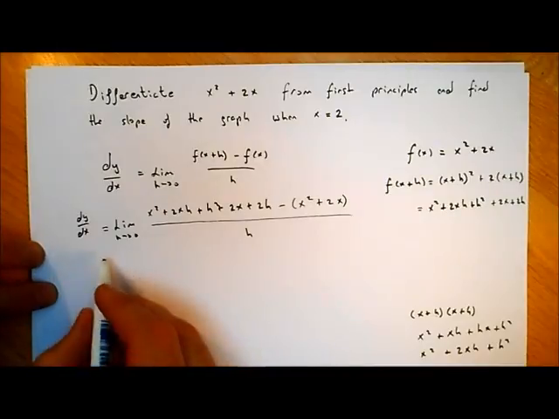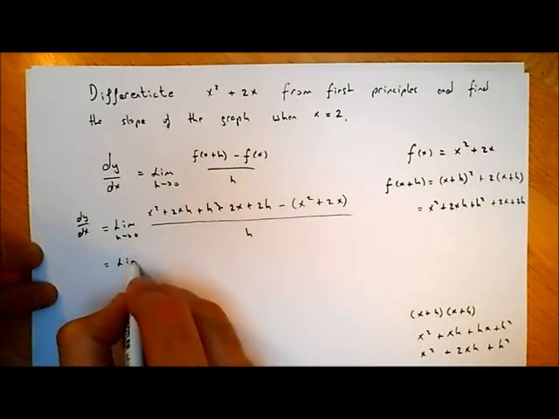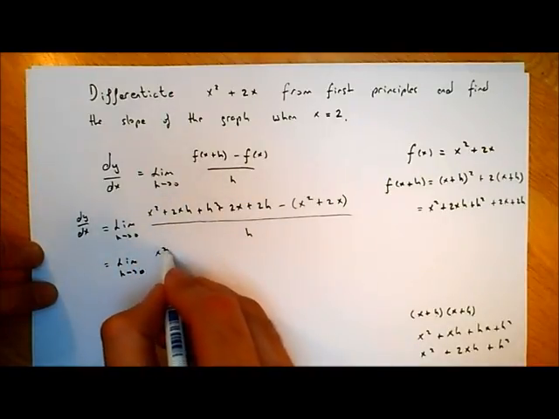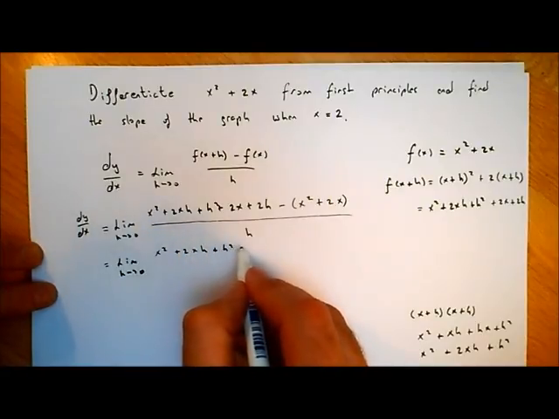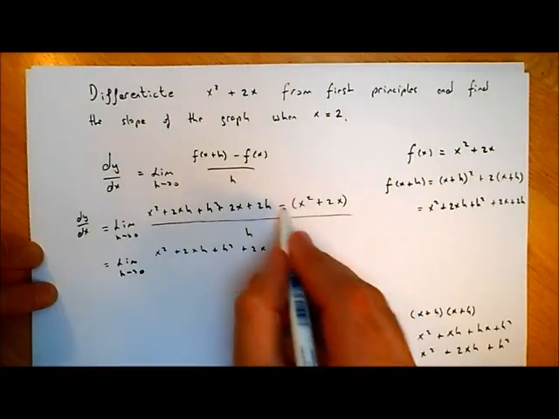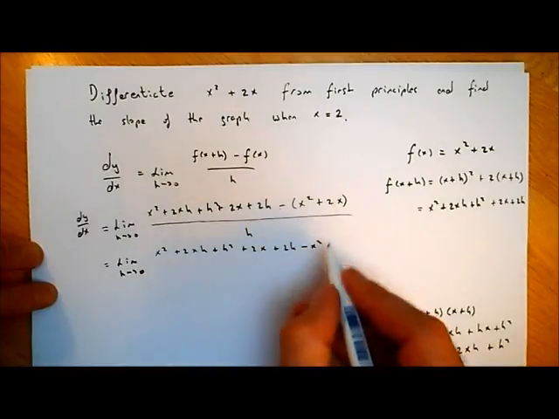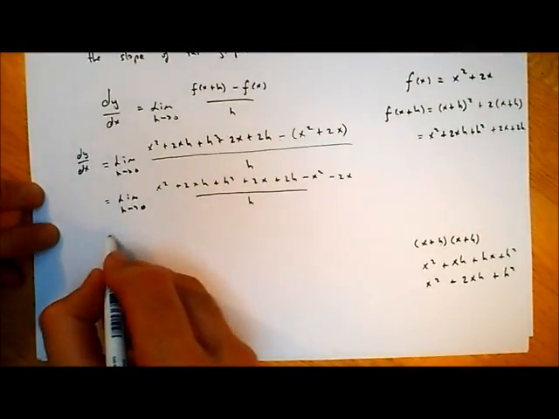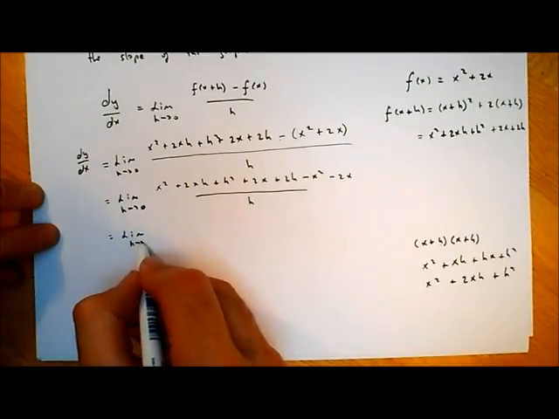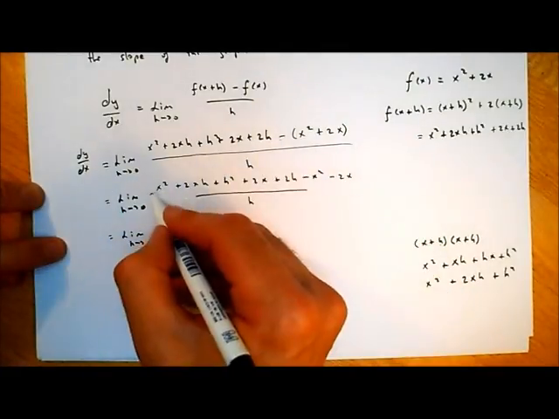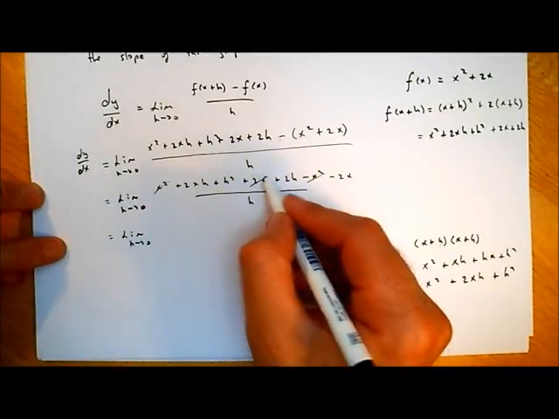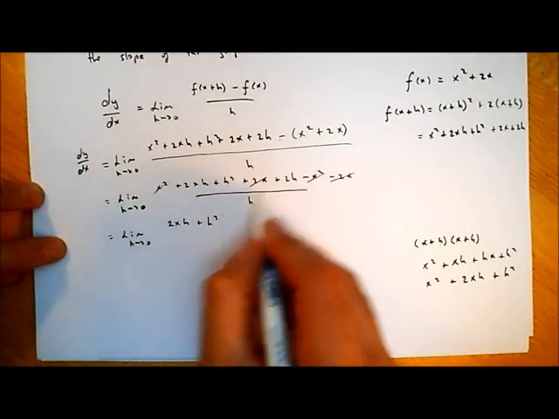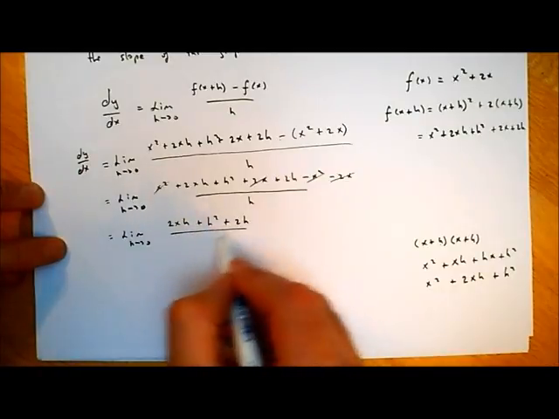All divided by h. So now I'm left with the limit as h approaches 0 of, I'm going to write the whole thing out again: x squared plus 2xh plus h squared plus 2x plus 2h, minus x squared minus 2x, all divided by h. x squared minus x squared is 0, so they're gone. We've got 2x minus 2x, so they're gone. So we're left with 2xh plus h squared plus 2h, all divided by h.